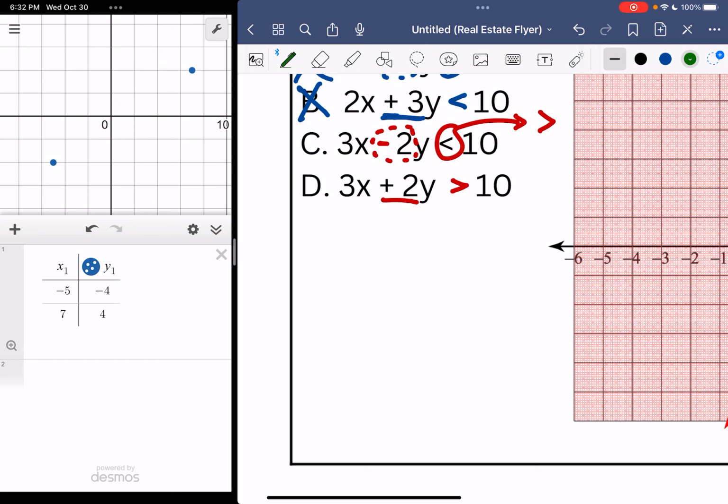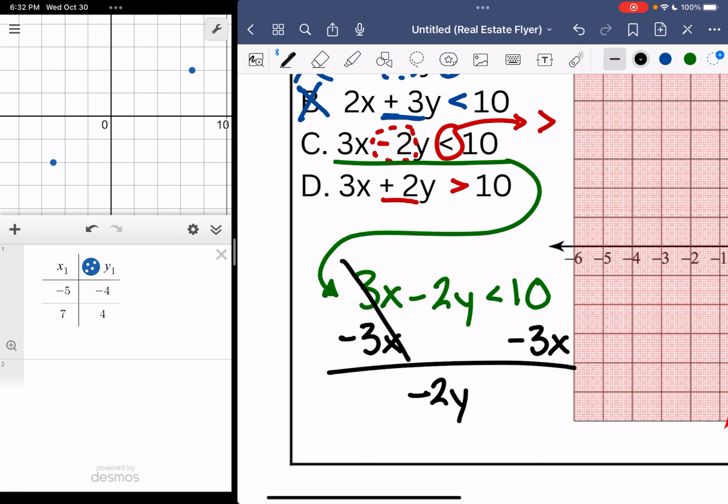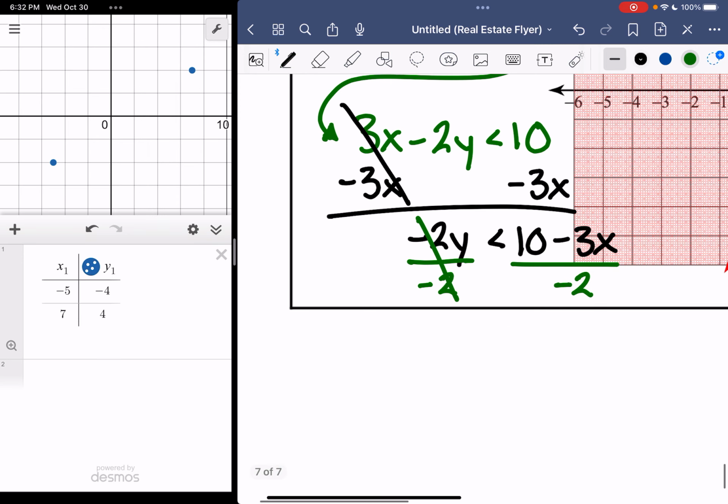And then match it up in Desmos. So let's try C real quick. 3x minus 2y is less than 10. Go ahead and solve for y. Minus 3x, cross it out. I have negative 2y is less than 10 minus 3x. Divide by whatever is in front of y, in this case, a negative 2. Cross them out. And I end up with y, 10 minus 3x over negative 2.